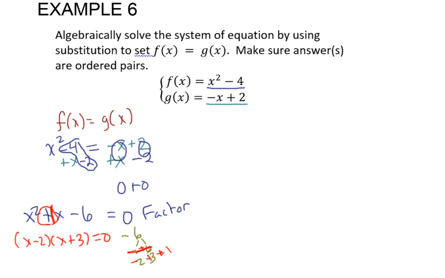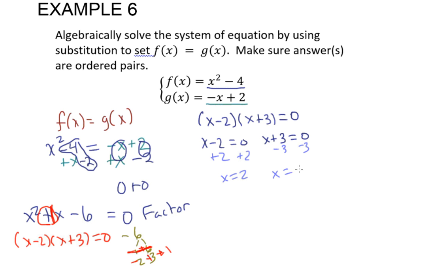Now we're going to use our zero property and solve these for x. So we have x minus 2 times x plus 3 equals 0. We're going to take x minus 2 equal to 0 and x plus 3 equal to 0. All right, we get plus 2, so x equals 2. We get minus 3, so x equals negative 3. We've done half the work. We know that our two solutions are going to be at the points with x equal to 2 and negative 3.